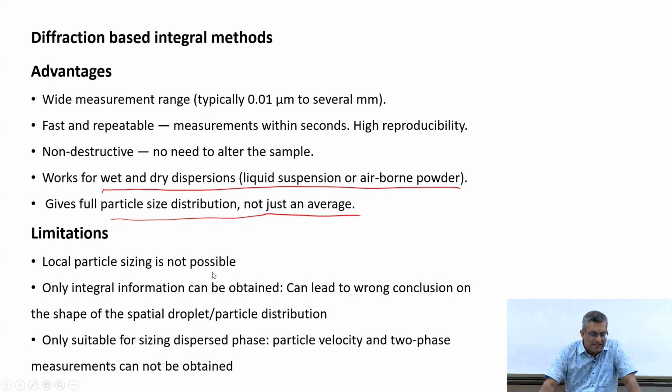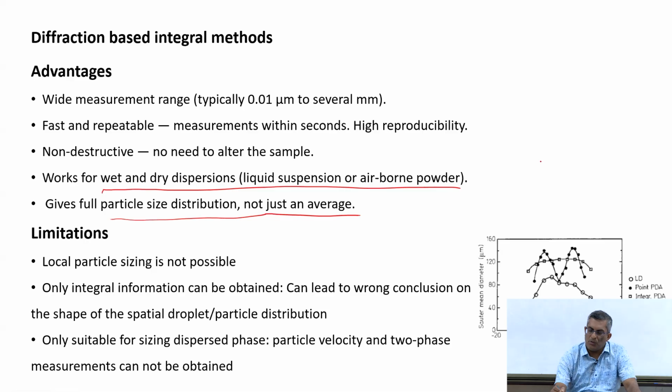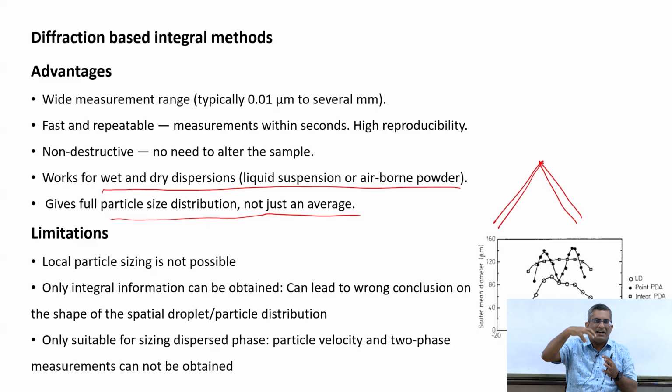However, the limitations, as I said, are that local particle sizing is not possible, and we get integrated information, which sometimes can lead to wrong conclusions on the shape of the spatial droplet or particle distribution, as shown here. Here you have a hollow cone spray. Hollow cone spray means the inside part is mostly hollow because of the way the injector is designed. You can imagine a thin sheet coming out of the nozzle, and that breaks up and gives you this spray field.